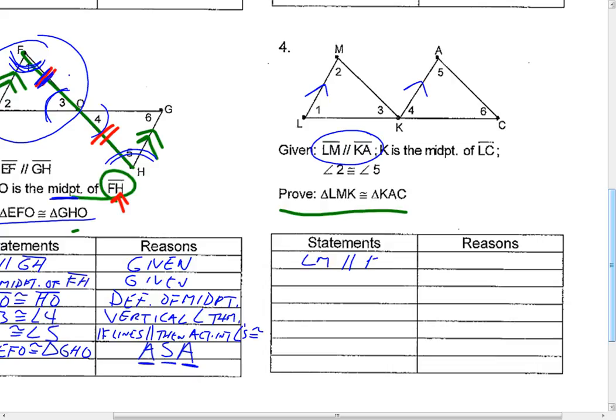LM parallel to KA, given, and K is the midpoint of LC. If it's the midpoint, put some slash marks to show that you have 2 equal pieces. We have 3 givens this time. We got 2 and 5. That would get you half credit. You've shown all the givens in the drawing. You've shown it in your proof.